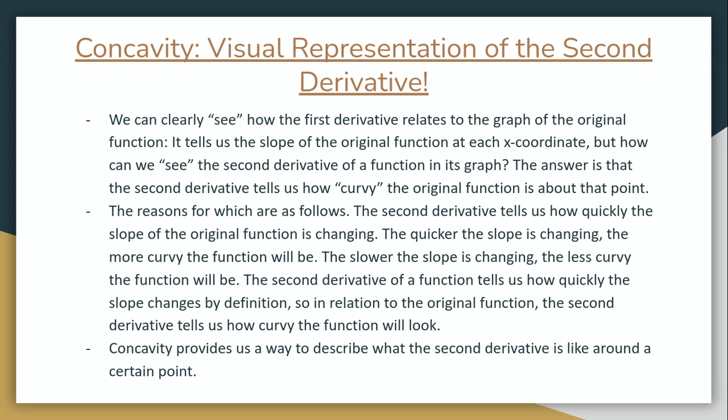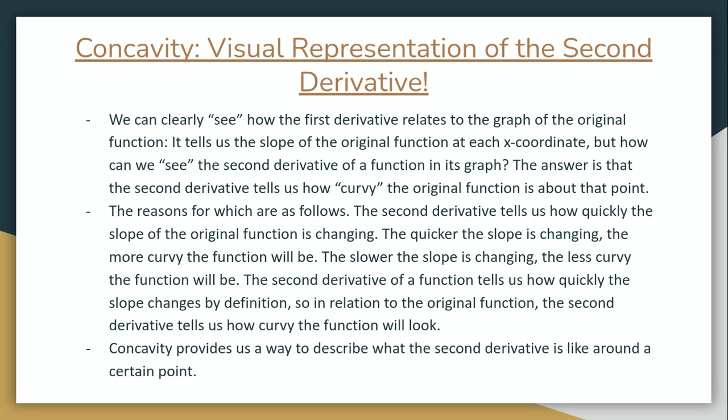The second derivative tells us how quickly the slope is changing. So if the slope is changing very quickly, the more curvy the function will be. The slower the slope is changing, the less curvy the function will be. The second derivative of a function tells us how quickly the slope changes by definition. So in relation to the original function, the second derivative tells us how curvy the function will look. Pretty much what we talked about.